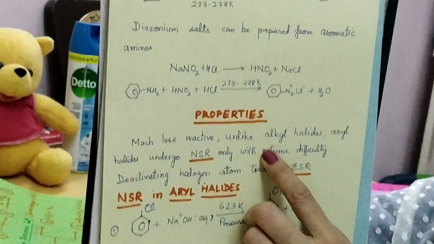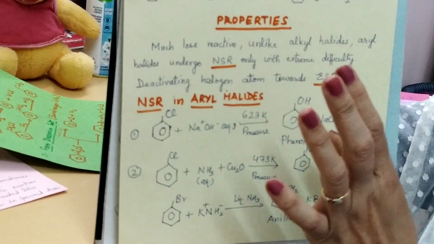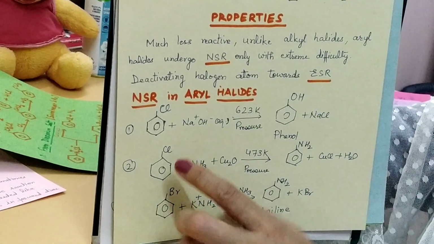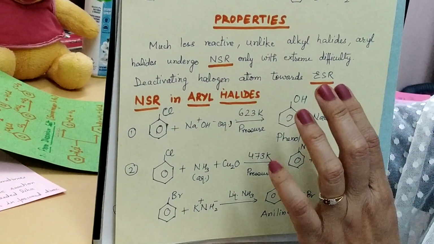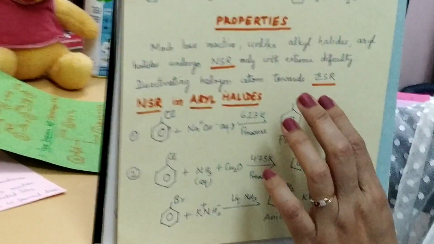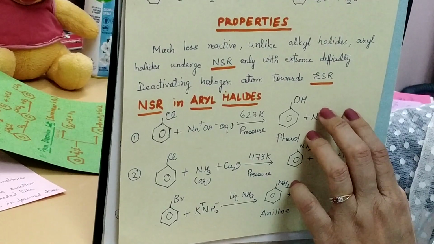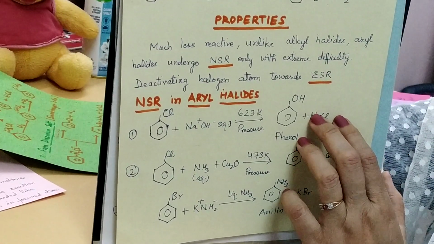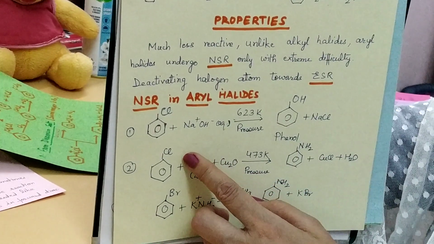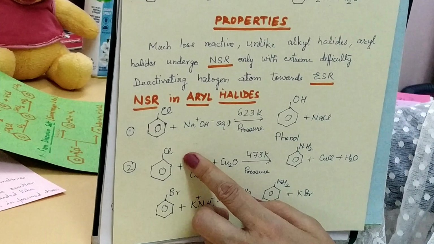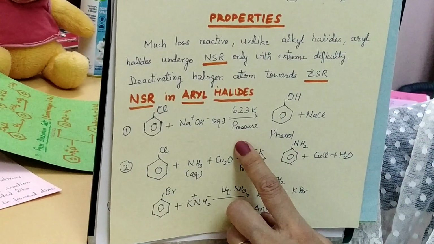Next, properties of aryl halides. Properties of aryl halides are mainly of two kinds, although other reactions are also shown by them. They are nucleophilic substitution reactions as well as electrophilic substitution reactions. These are the main reactions of aryl halides. As an example of nucleophilic substitution reactions in aryl halides, you can take substitution by the OH group, and this substitution can be done, as you can see, at elevated temperature and pressure.